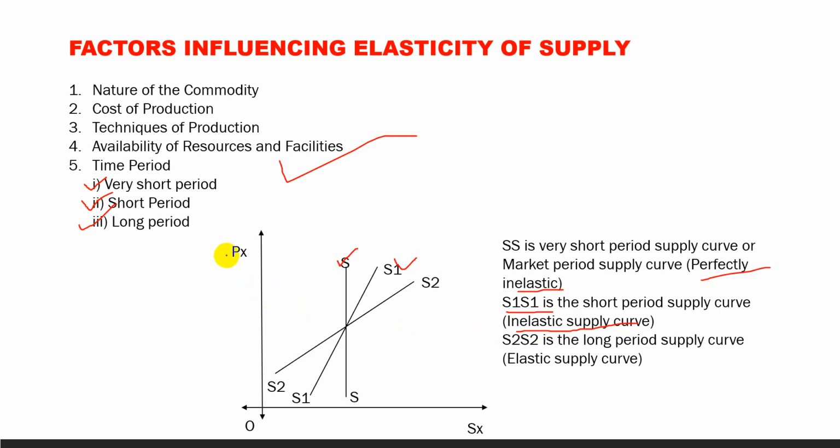Now long period. The S2 supply curve represents the supply of the commodity in the long period. The small change in price here brings a larger change in supply because time is enough to enable the producers to make changes in the output. So long run supply curve is elastic supply. So now we know how the time period and elasticity of supply are related.